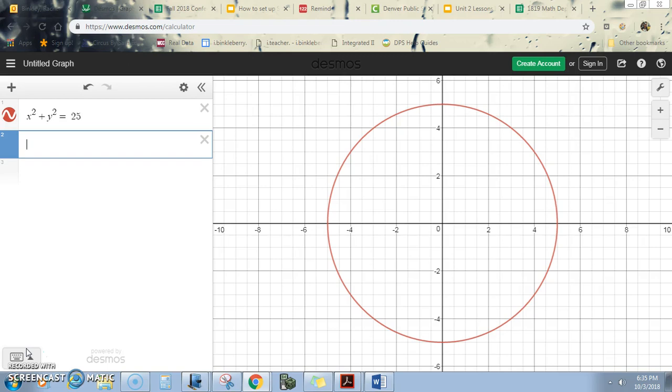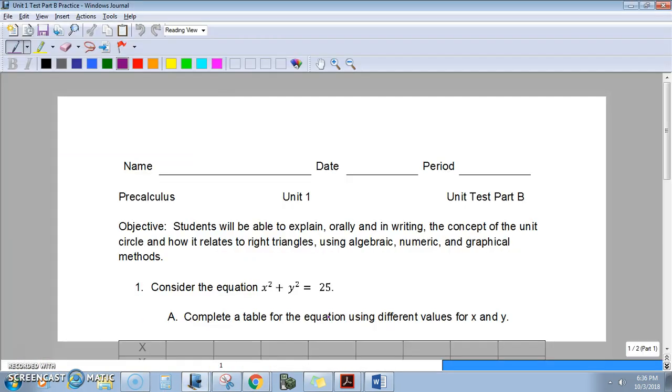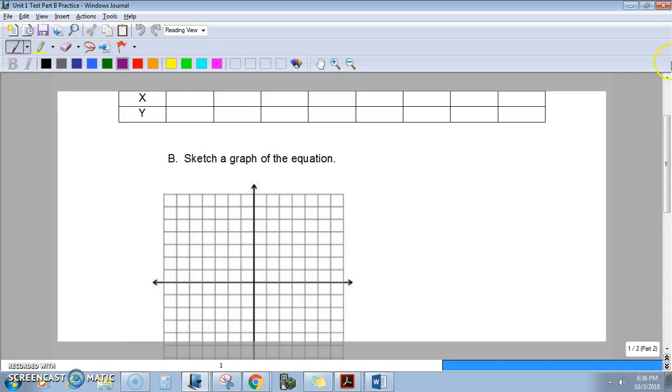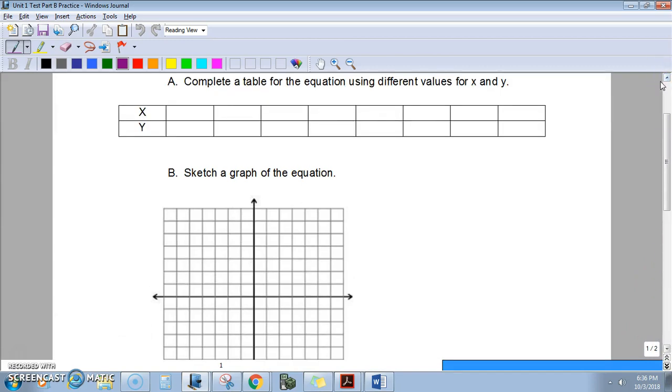So the first question on the practice test is filling out that table for the circle. On the practice test, I have x squared plus y squared equals 25. The real test is going to be a different one, and it wants a table and a graph, okay?